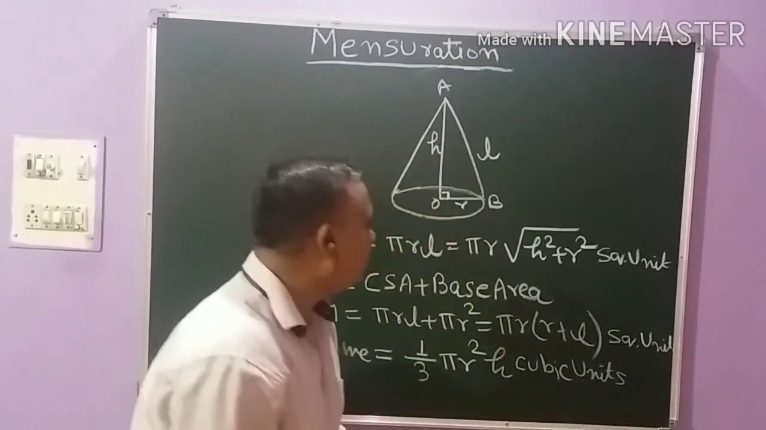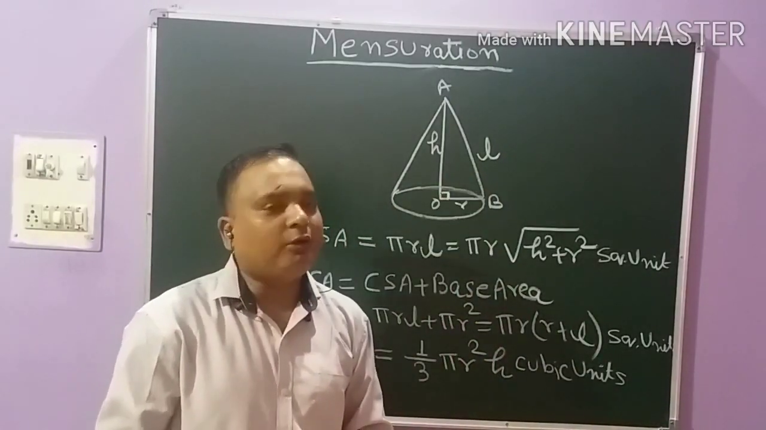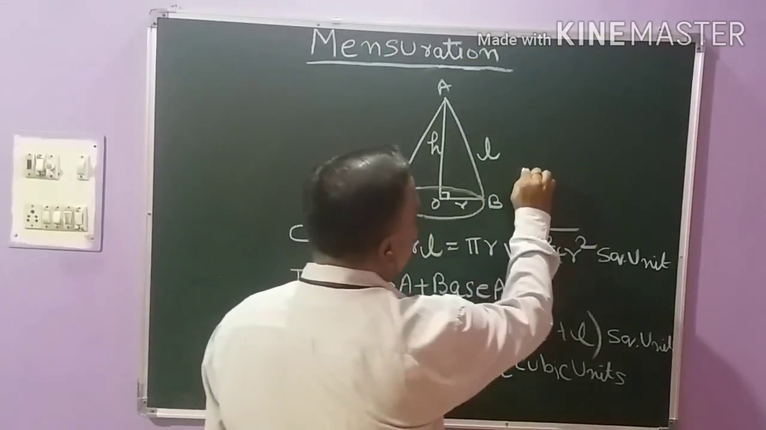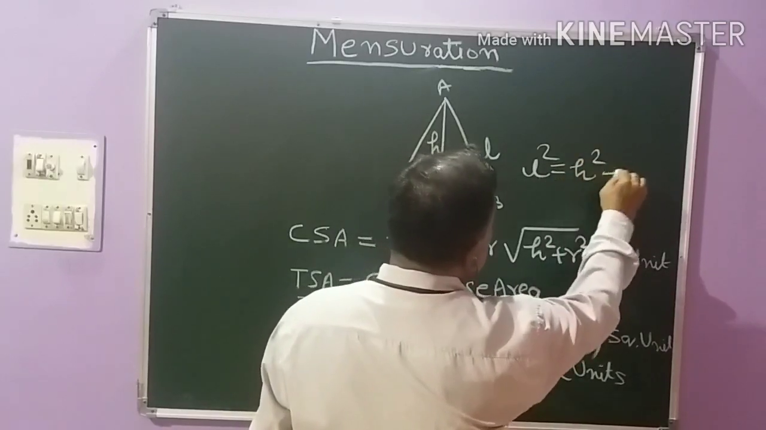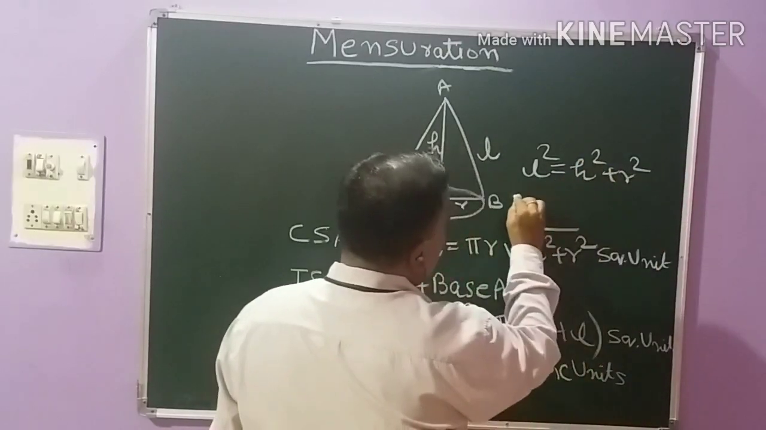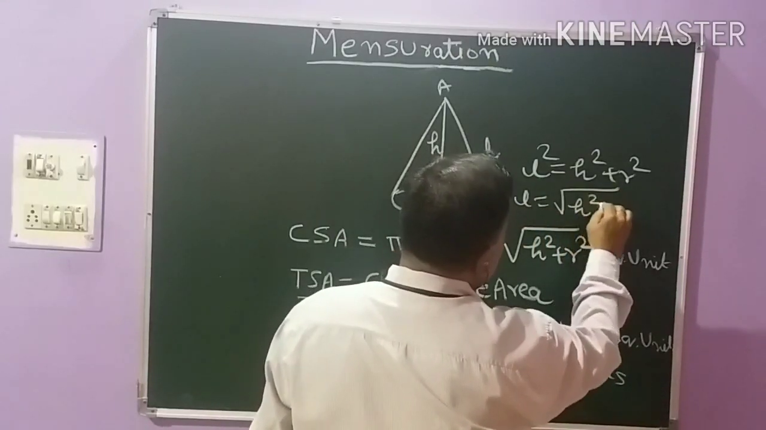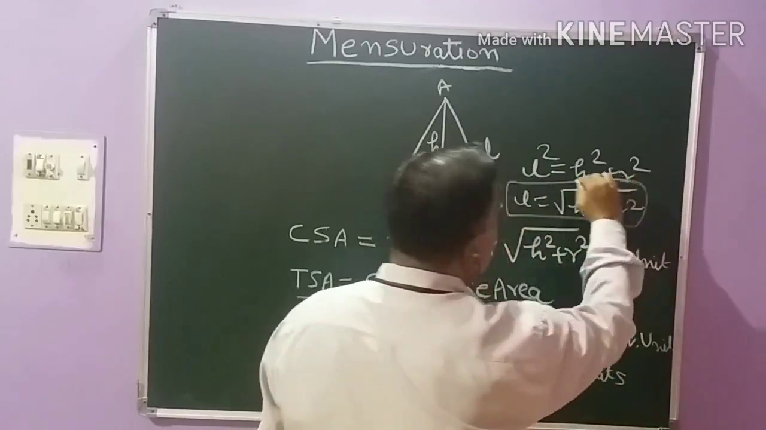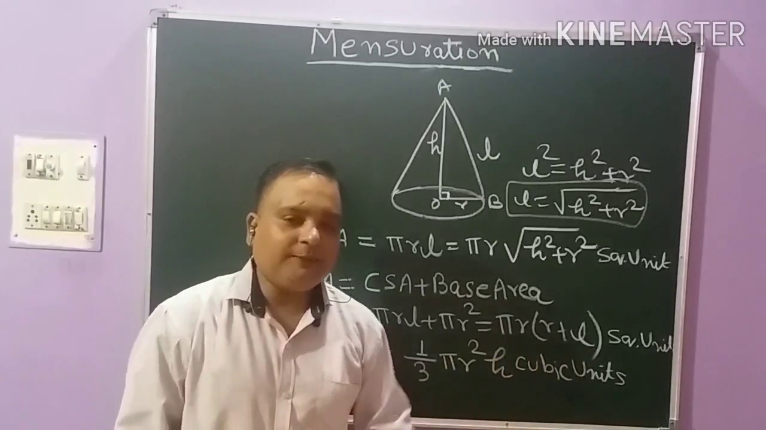We know that by Pythagoras theorem, the square of hypotenuse is equal to square of base plus square of perpendicular. So can I write L square equal to H square plus R square? So the value of L will be the square root of H square plus R square. That is the relation between slant height and base radius of the cone.